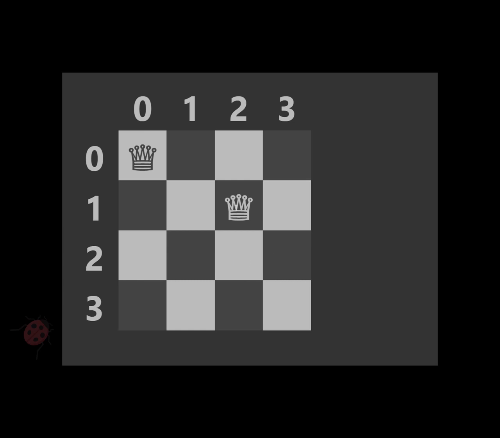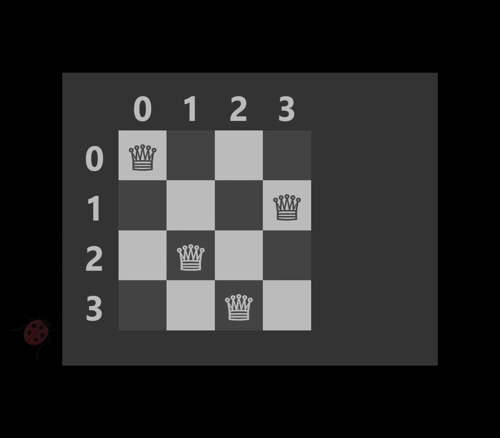So we backtrack. We move it to the fourth column. And then the third queen is not safe in 2, 0. It is safe in 2, 1. So we move to the final queen. 3, 0 is under attack from the first queen. 3, 1 is under attack from the third queen.